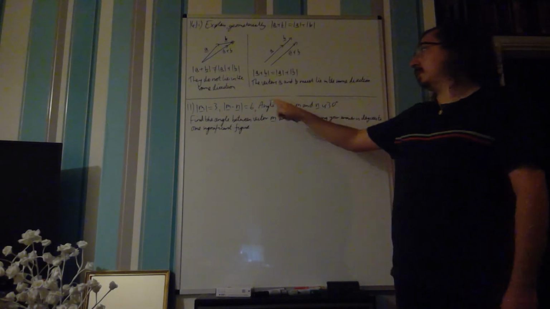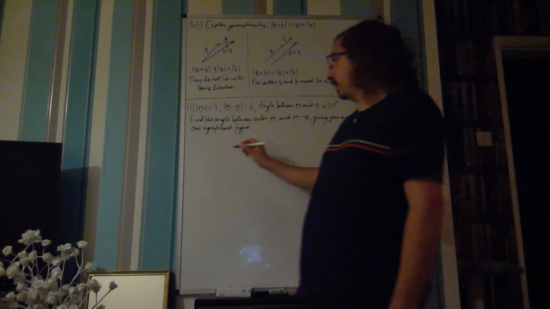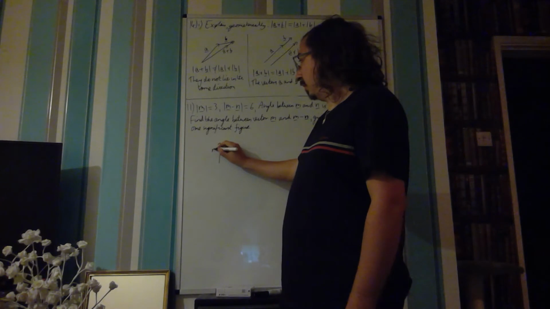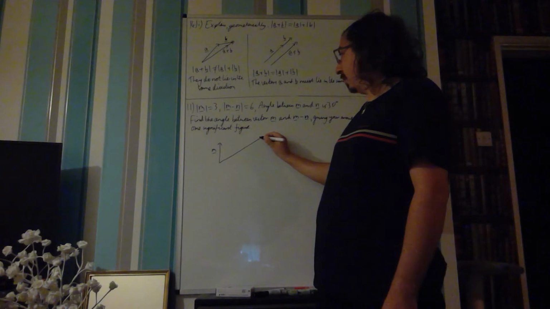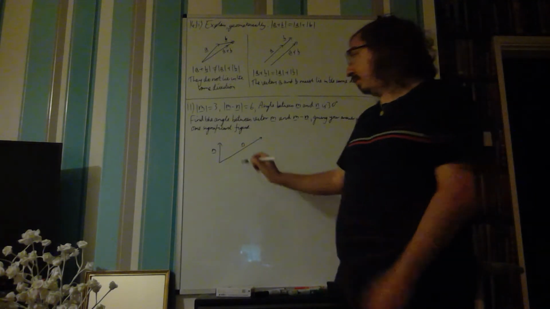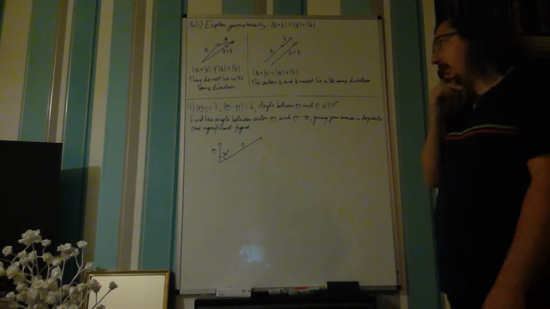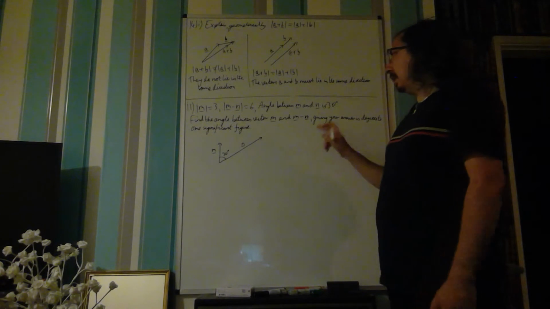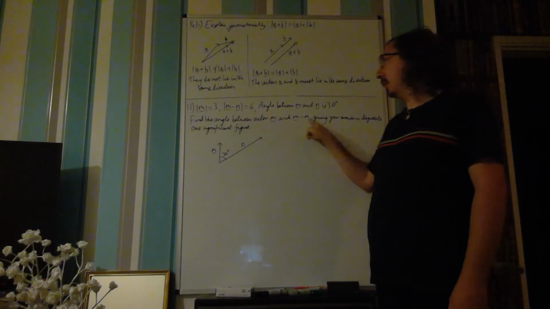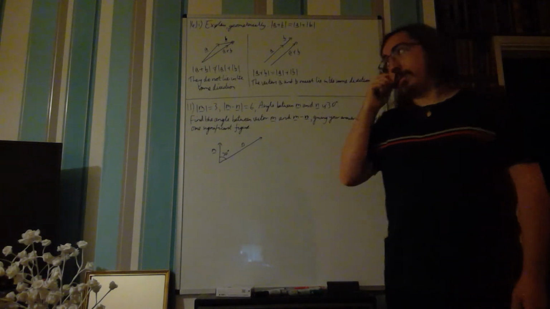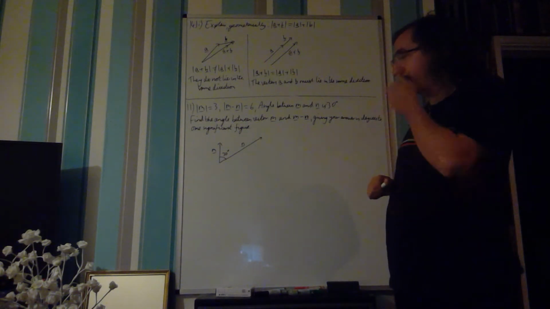Let's look at this statement. The angle between m and n is 30 degrees. So let's put on a vector m, and let's put on a vector n, and the angle between those is 30 degrees. Well, really in this problem, we're not so much looking at the vector n as we're looking at the vector minus n, because we really care about the resultant, which in this case is m minus n.